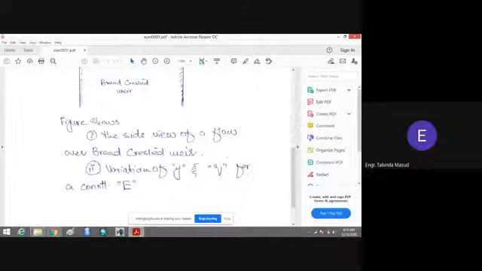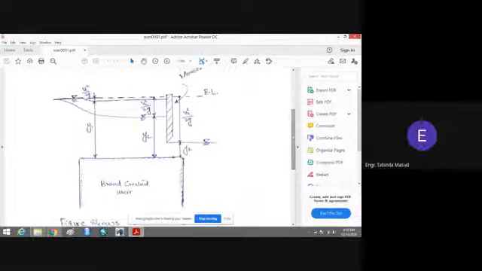The figure shows a side view of flow over a broad crested weir, and it also shows the variation of the depth of the flow and discharge for a constant specific energy. Remember that we have constant specific energy, that is, the energy line remains constant, and we can see that we have different depths of the flow, and thus we have different discharges. With the variation of the depth of the flow, the discharge also changes.